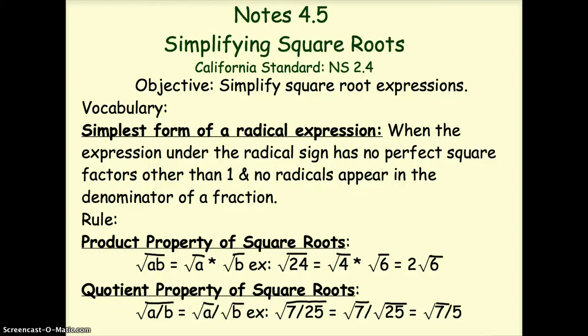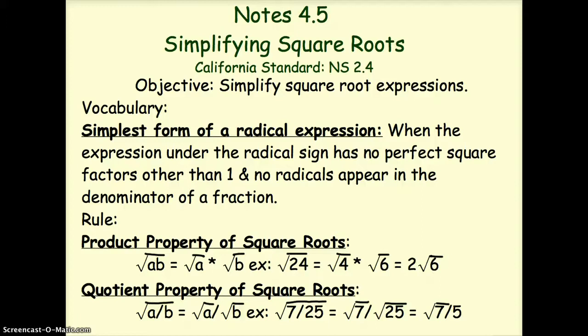Our rule today is the product property of square roots, and I thought it'd be easiest to show that using an example instead of words. So radical AB, notice both of them are under the radical sign, is the same thing as saying radical A times radical B. Because remember, when two variables are right next to each other, it means multiplication.